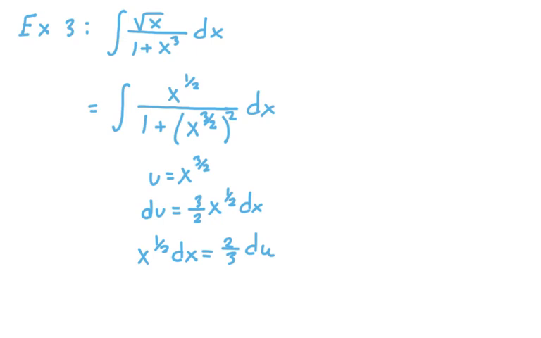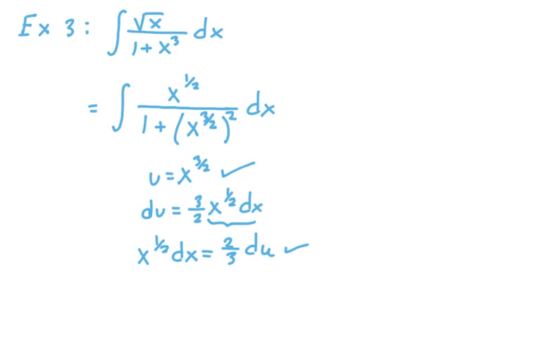I'm going to let u equal x to the 3/2. du is 3/2 x to the 1/2 dx. It's just power rule, right? 3/2 minus 1 is 1/2. So if I solve for x to the 1/2 dx, I get 2/3 du.